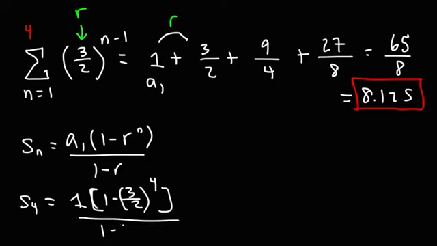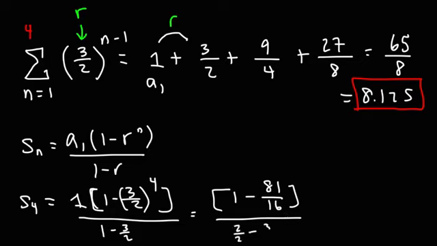On the bottom, it's going to be 1 minus 3/2. So this is going to require some math. Well, we could ignore this one. It's not going to change our answer. 3 to the 4th power, that's 81. 2 to the 4th power is 16. 1 minus 3/2, well, we can replace 1 with 2/2. And the 1 on top, we can replace that with 16/16.